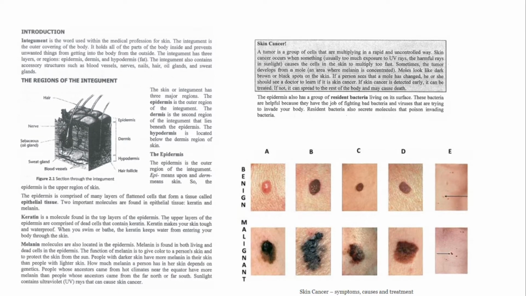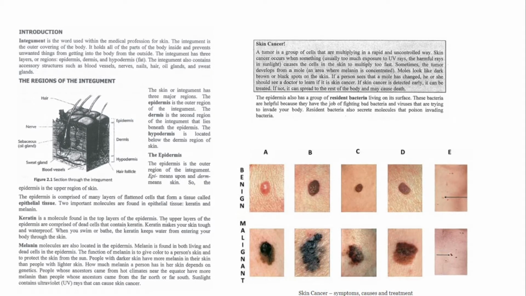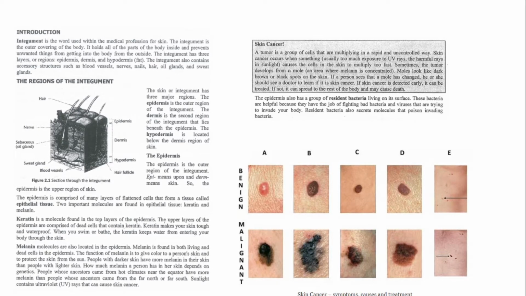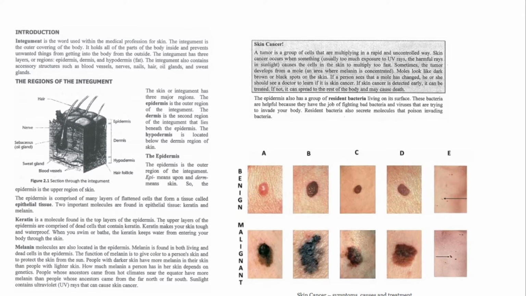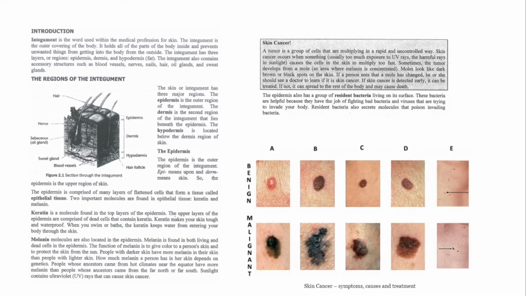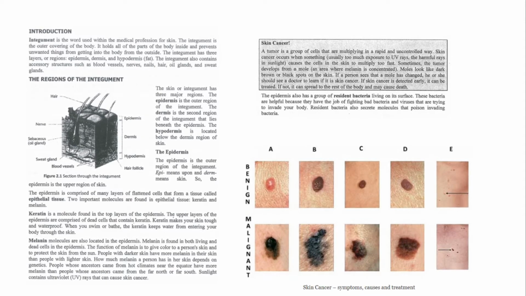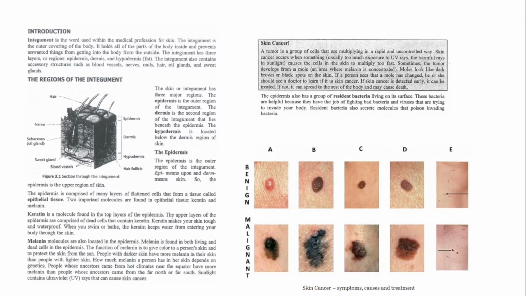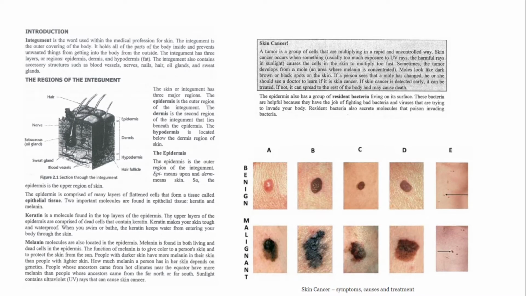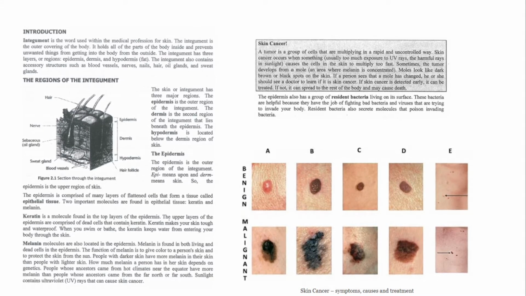The epidermis. The epidermis is the outer region of the integument. Epi means upon, and derm means skin, so the epidermis is the upper region of skin. The epidermis is comprised of many layers of flattened cells that form a tissue called epithelial tissue. 2 important molecules are found in epithelial tissue: keratin and melanin. Keratin is a molecule found in the top layers of the epidermis. The upper layers of the epidermis are comprised of dead cells that contain keratin.